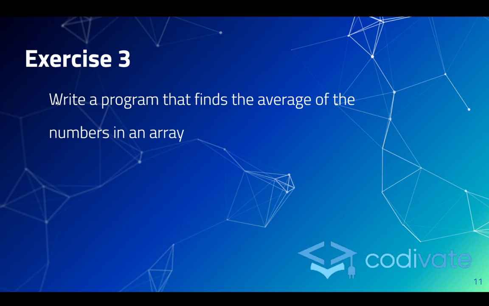The second one I want you to do is write a program that finds the average of the numbers in an array. One hint I'll give is that you need to make a variable before the loop starts, and that needs to be keeping track, because the average is the sum divided by the number of things. So you need to keep track of the sum by making something before the loop and adding to it inside the loop.